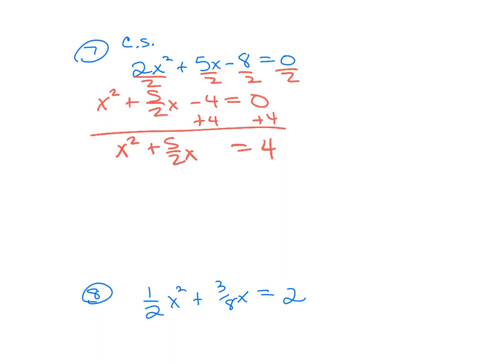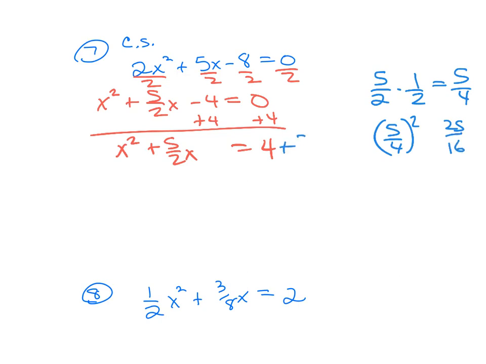Take the b term, divide it by 2. So 5/2 divided by 2 is really multiplied by the reciprocal, which is 1/2, and I get 5/4. 5/4 squared is 25 over 16. That's what I'm adding to both sides.